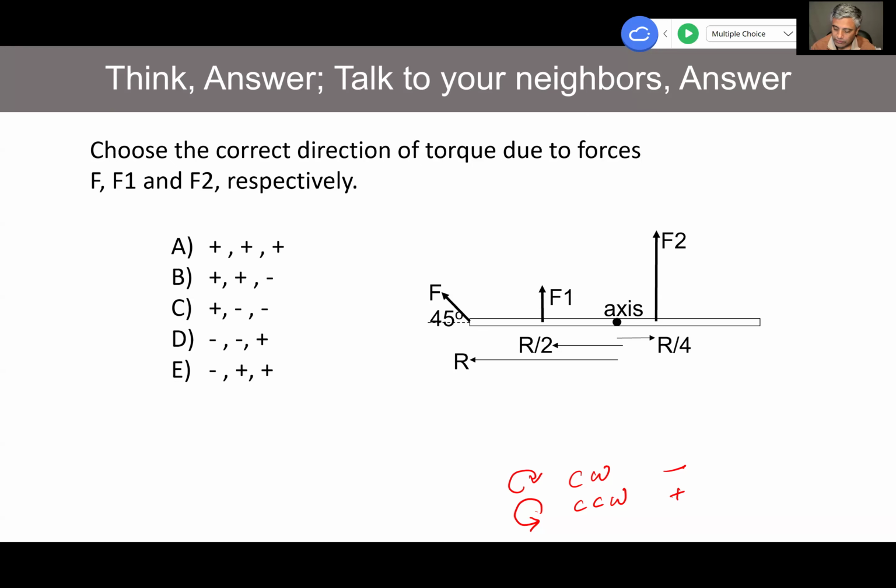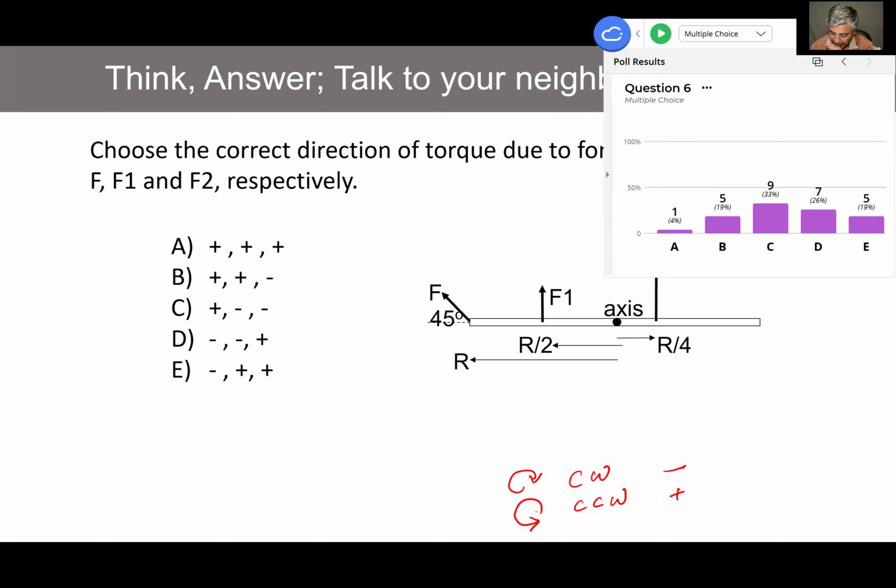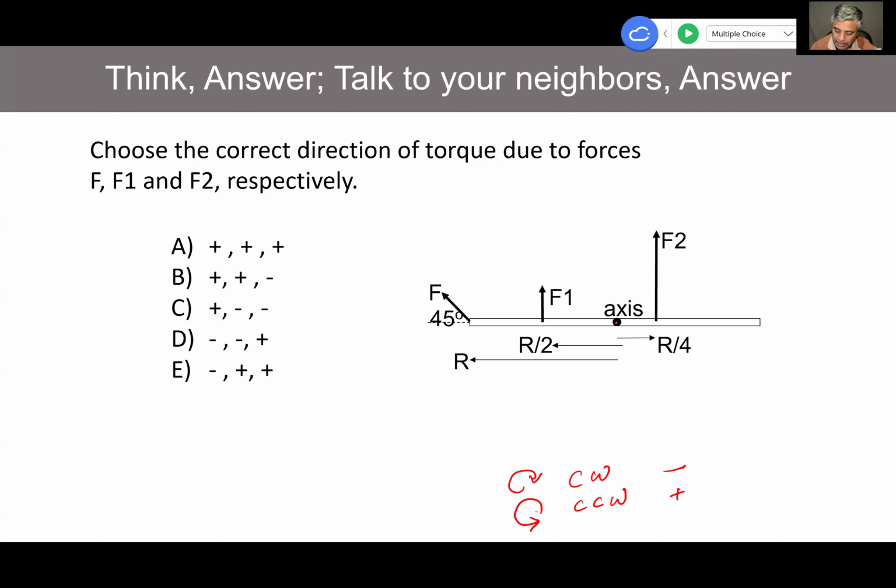Okay, let's see what we got here. Oh, we got all of them. C got a little bit more than the others. Let's see how it works. So the axis is here. When we apply force like this, it has a tendency of rotating that way. It's pulling kind of up, right? So that means it's trying to rotate this way. That is called clockwise. So negative sign for that.